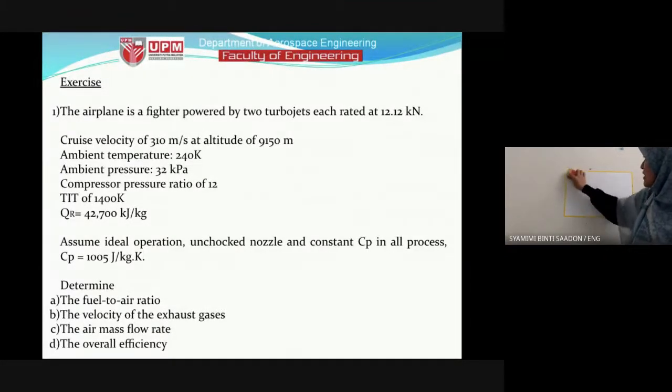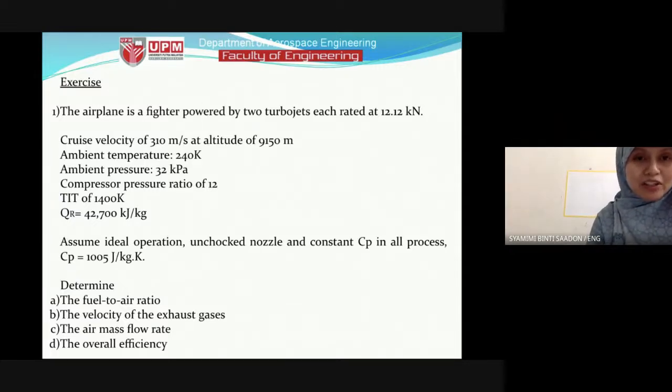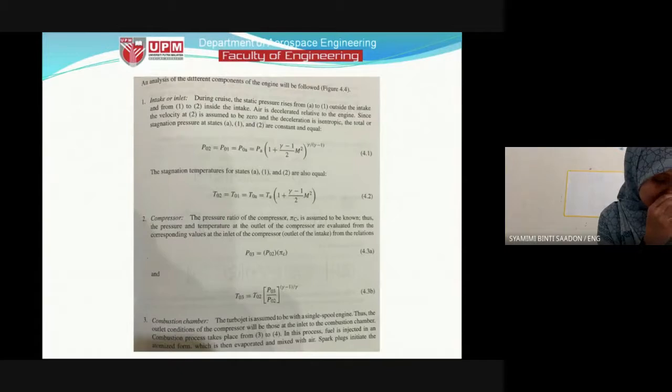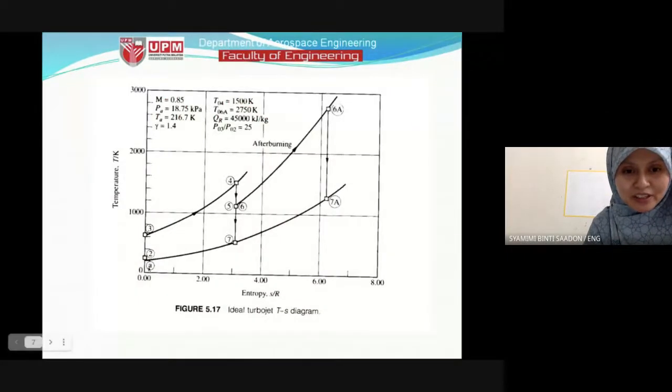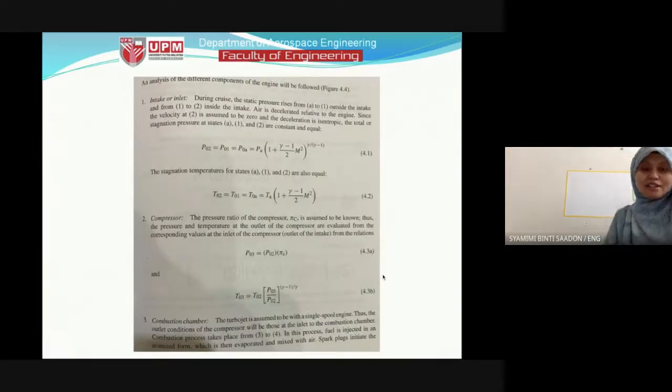Okay, next. Next for point 3. Okay, we look at point 3. The method, the equation is kind of the same, because the process from point 1 to point 2 and point 2 to point 3 is kind of the same. You increase the pressure. So the equation that we use is the same. So we calculate P3.